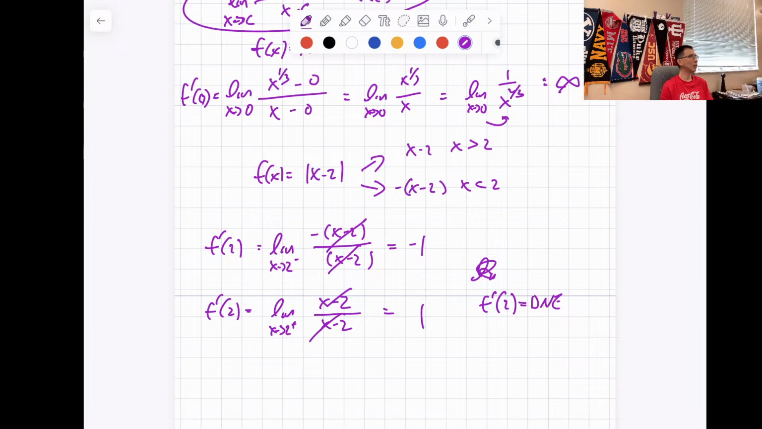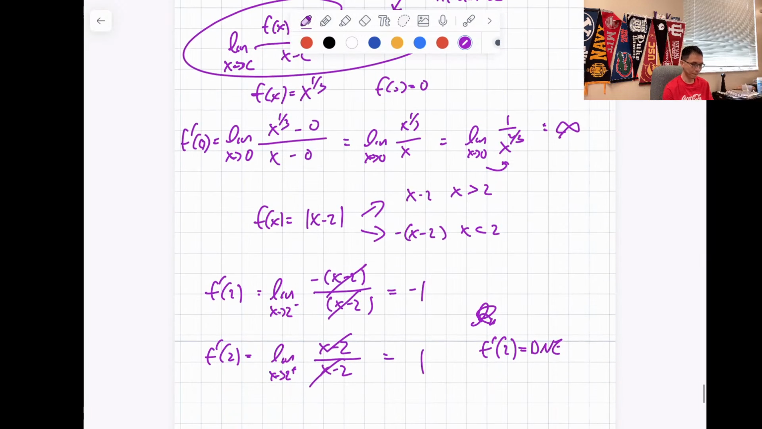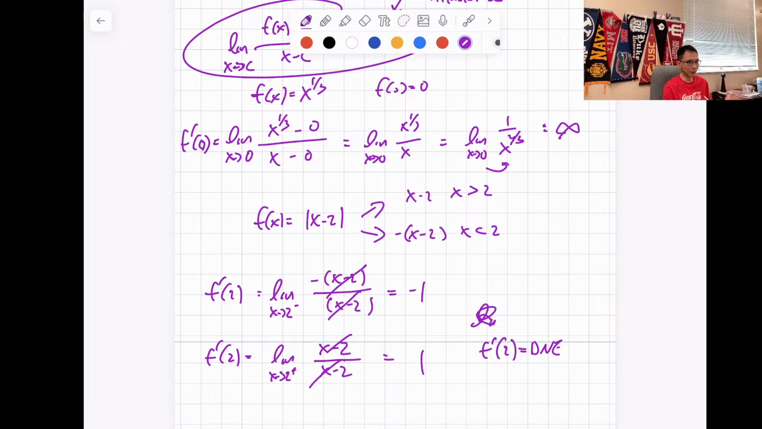Wait, yesterday, why didn't we add in c? We don't have f of x minus f of c over x minus c. That's the alternative definition. But f of x is x minus 2, so on the top, why didn't we do that? It's minus f of 2. f of 2 is going to be 0. So technically there's a minus 0 here.